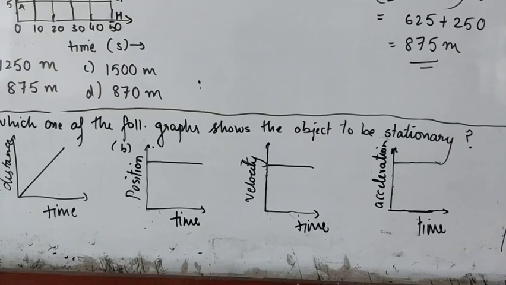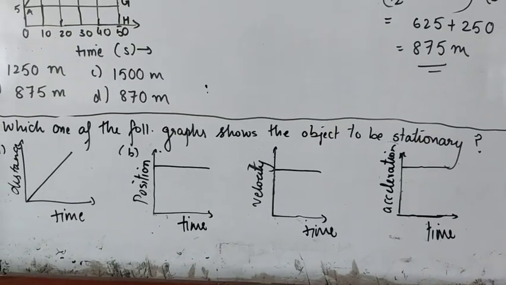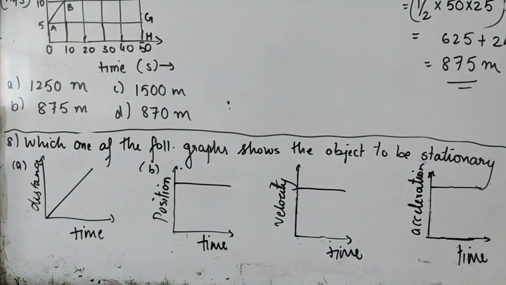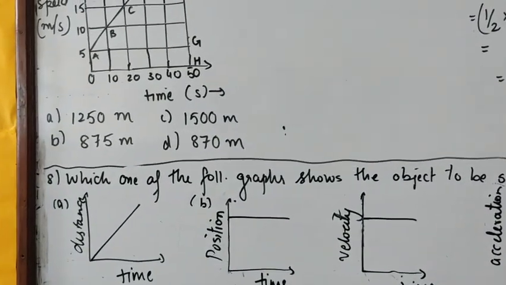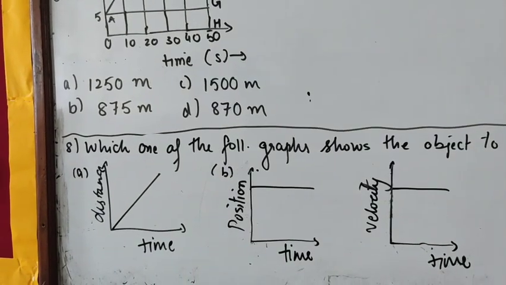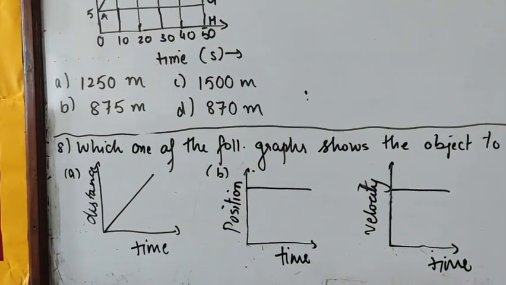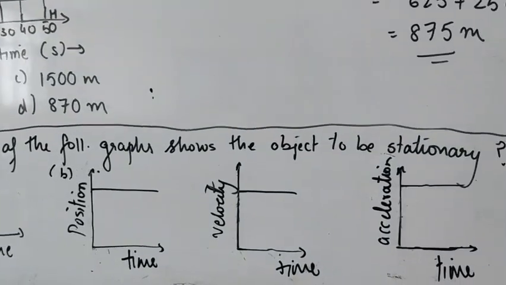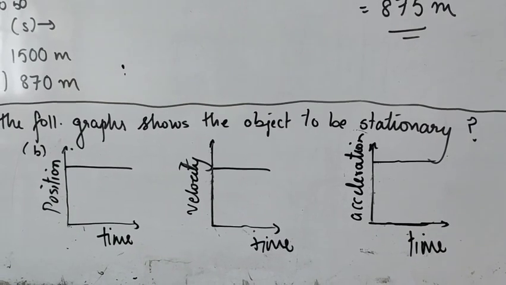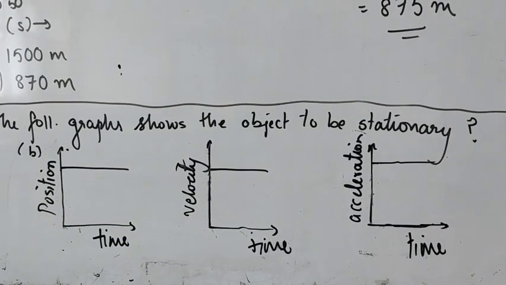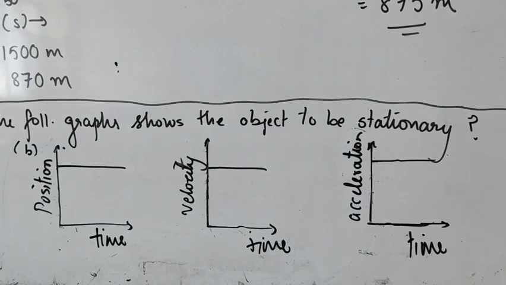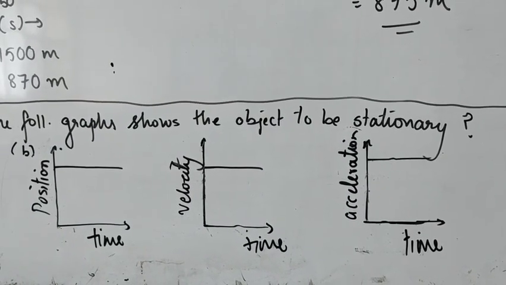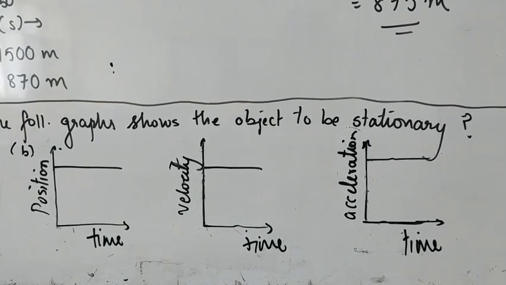If we look at graph B, it is a position-time graph where the position remains the same as time passes. When the position does not change, it means the object is at rest. So B is obviously correct. Let us just have a look at C and D. C is a velocity-time graph, a straight line parallel to the time axis, which means the velocity magnitude does not change. So that is a kind of uniform motion along a straight line where velocity is not changing.